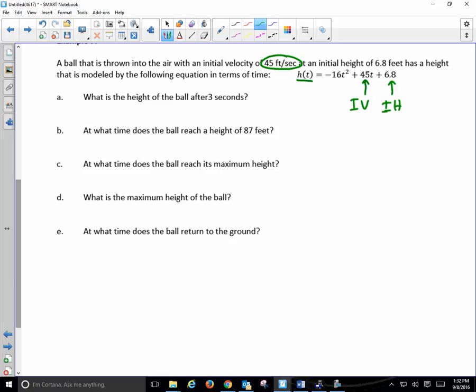Anyway, so question, we're going to change a couple of these things. We're going to get rid of problem B. We're going to change that to 2, okay? So what is the height of the ball after 2 seconds? How would I figure that out? Just plug in 2. And you get h of 2 is equal to negative 16 times 2 squared plus 45 times 2 plus 6.8.